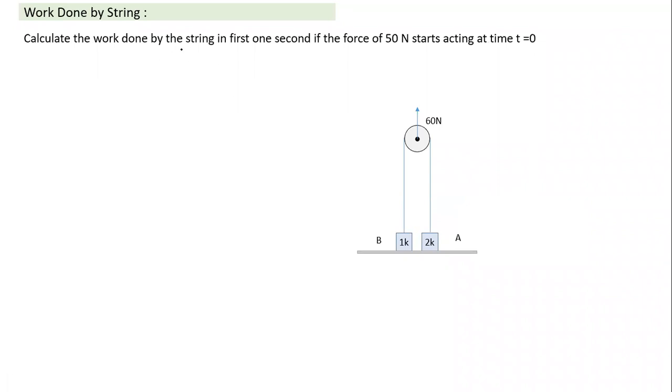Okay, so calculate the work done by the string. See, this is the question given here. This is a 1 kg mass, this is a 2 kg mass. If we apply a 60 Newton force, we have to calculate what will be the acceleration of block A and block B, and what will be the displacement in 1 second. By now, I think all of this should be comfortable.